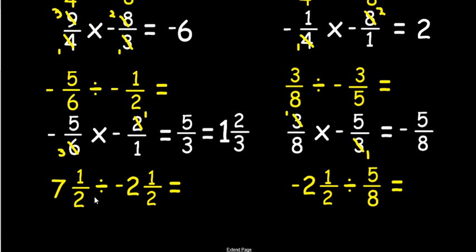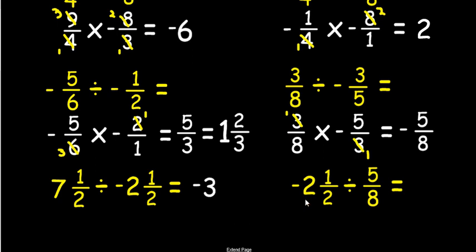We're almost done, just a couple more to go. Go ahead and solve 7 1/2 divided by negative 2 1/2. All right, 7 1/2 divided by negative 2 1/2. Let's see how you did. 7 1/2 divided by negative 2 1/2. A positive divided by a negative, and we get our answer, negative 3.